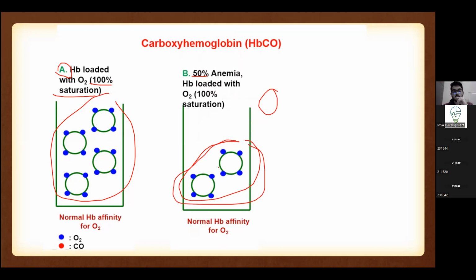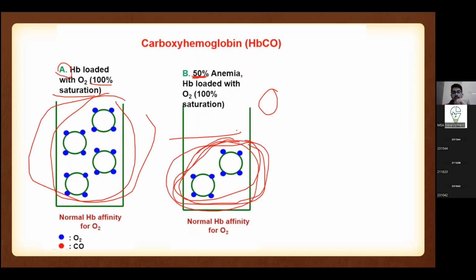Okay. So here in this example, in the case of 50% anemia, we can see that we have 100% saturation, but we have a concentration that is halved. Now, if you count the molecules, here we have 16, but here we have only 8 molecules. So in the case of 50% anemia, we are going to have a decrease in concentration by half, but saturation is still going to be 100.